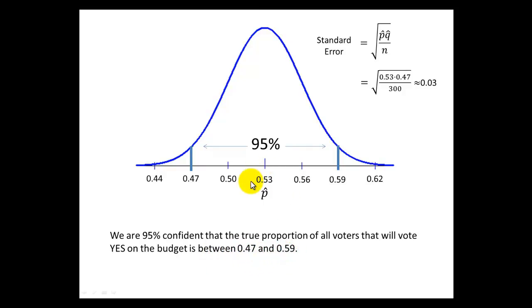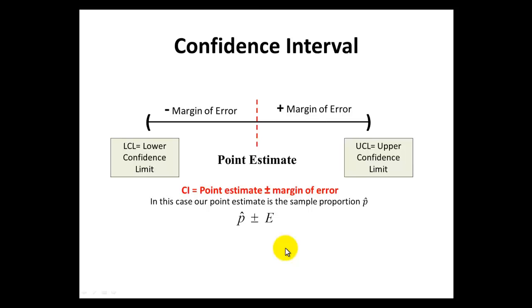So notice we aren't necessarily looking right at the 53% anymore. We're widening our scope, kind of like creating a net. And we think that the true proportion of all voters, the true population, is somewhere between these two values. Now this is called a confidence interval.